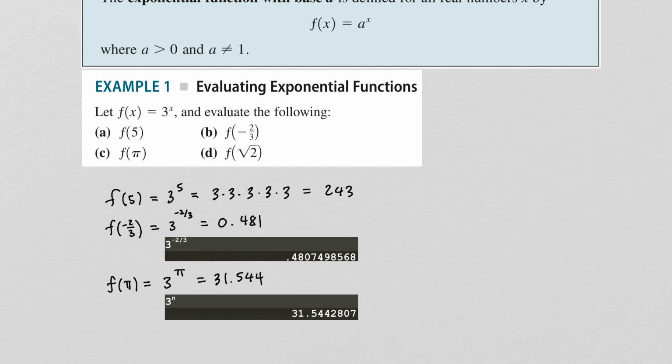And this should make sense. We do know that pi is a number between 3 and 4. And we do know that 3 to the 3rd power is 27, and 3 to the 4th power is 81. So it should make sense that 3 to the pi power should be some number in between 27 and 81.